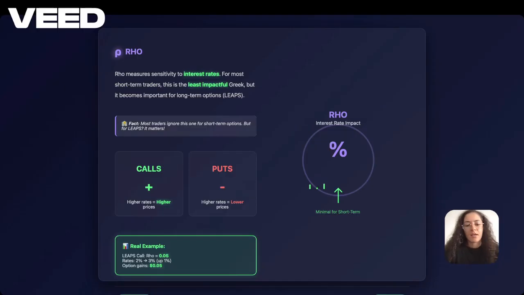Now, Rho measures the sensitivity to interest rates, which is not really important. It's part of this 5-minute course, but you don't really need to worry about it unless you are trading long-term options like 6 months, a year, they're called LEAPS, then that Rho can be impactful, but we don't really worry about it.